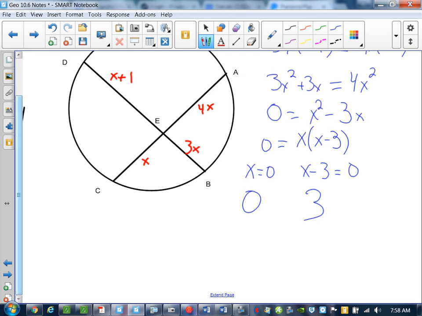Does 0 work in the circle? No, it doesn't work. 0 won't work in this example because I can't have a 0 segment. I can't have a segment that's drawn in there with a value of 0. Plus, if I substitute it in, I get 0 times 0, which is 0. Here I get 0 plus 1, which is 1, and this is 0. So you're not going to get 0 segments, so you can throw that one out. This is also an example that, remember how sometimes when you do these, you get a negative answer? This is one time that negatives could possibly work.